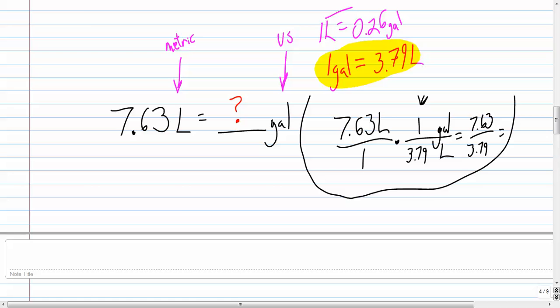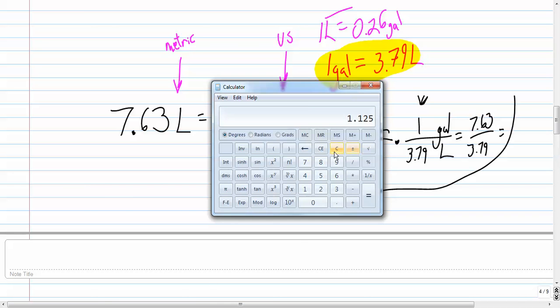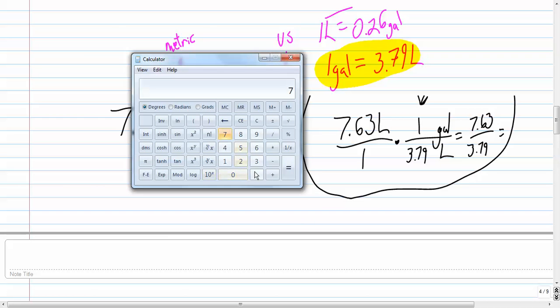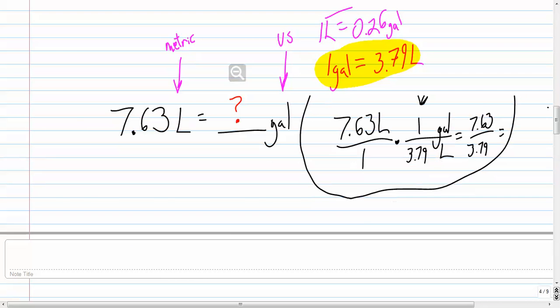So what's our answer going to be? A little less than, I don't know, somewhere around 2-ish? So let's see here. 7.63 divided by 3.79, we wind up with 2.01. So 2.01 what? Well, liters on top, liters on bottom. The only unit left is gallons. So 2.01 gallons. Let's keep moving.